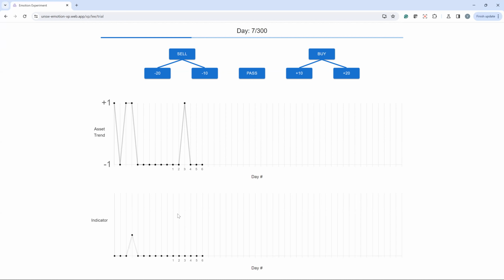If I click, it will immediately show you an indicator graph. So what is this indicator? We're now going to explain to you why we need this indicator graph and how can you use this indicator graph to forecast the asset trend in this game. So please stay tuned and pay attention to the next page of the introduction.